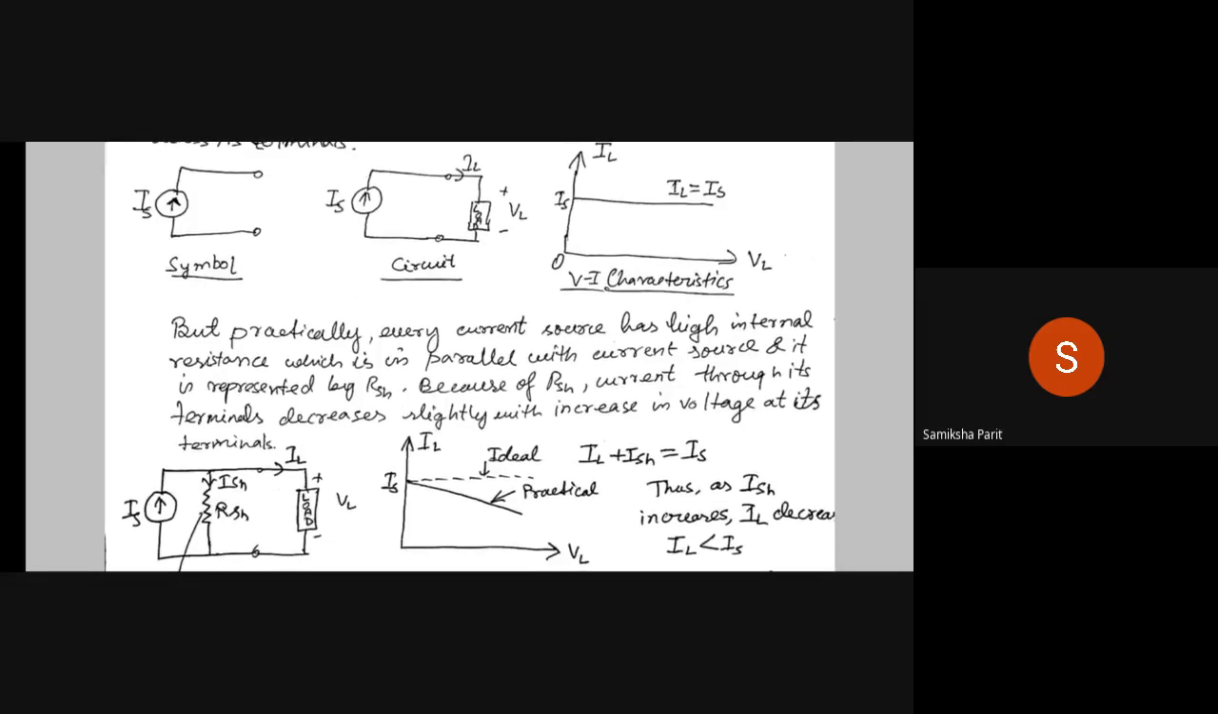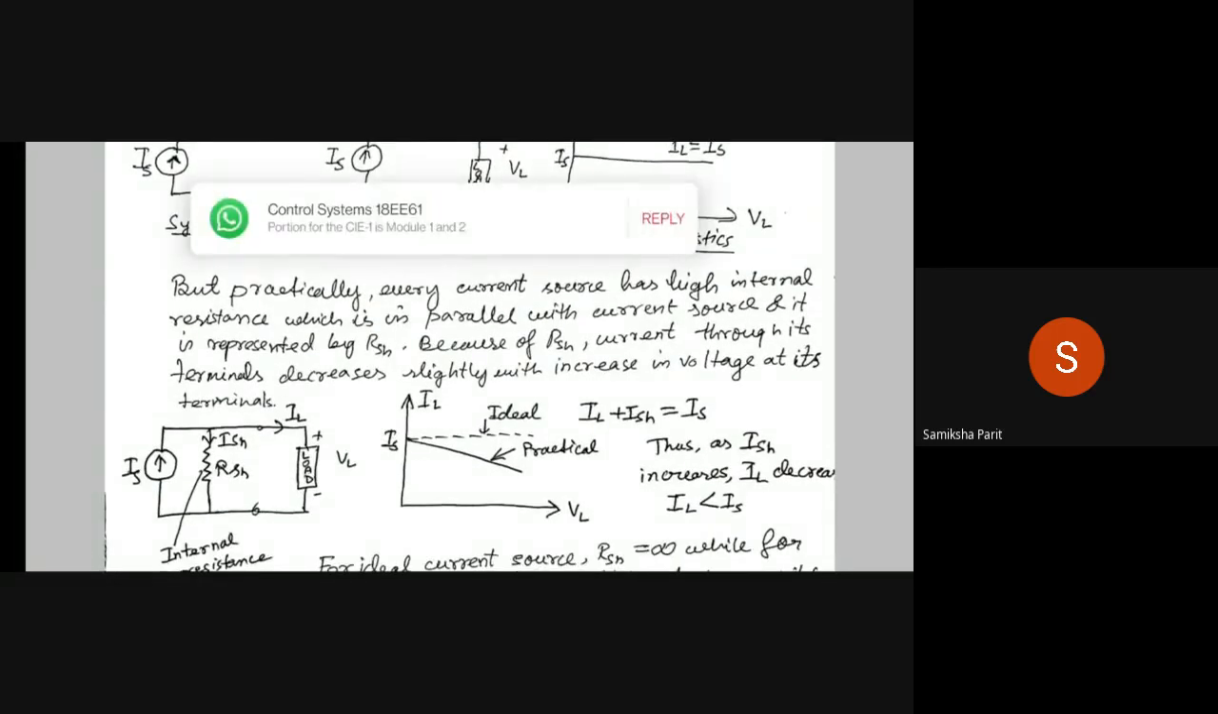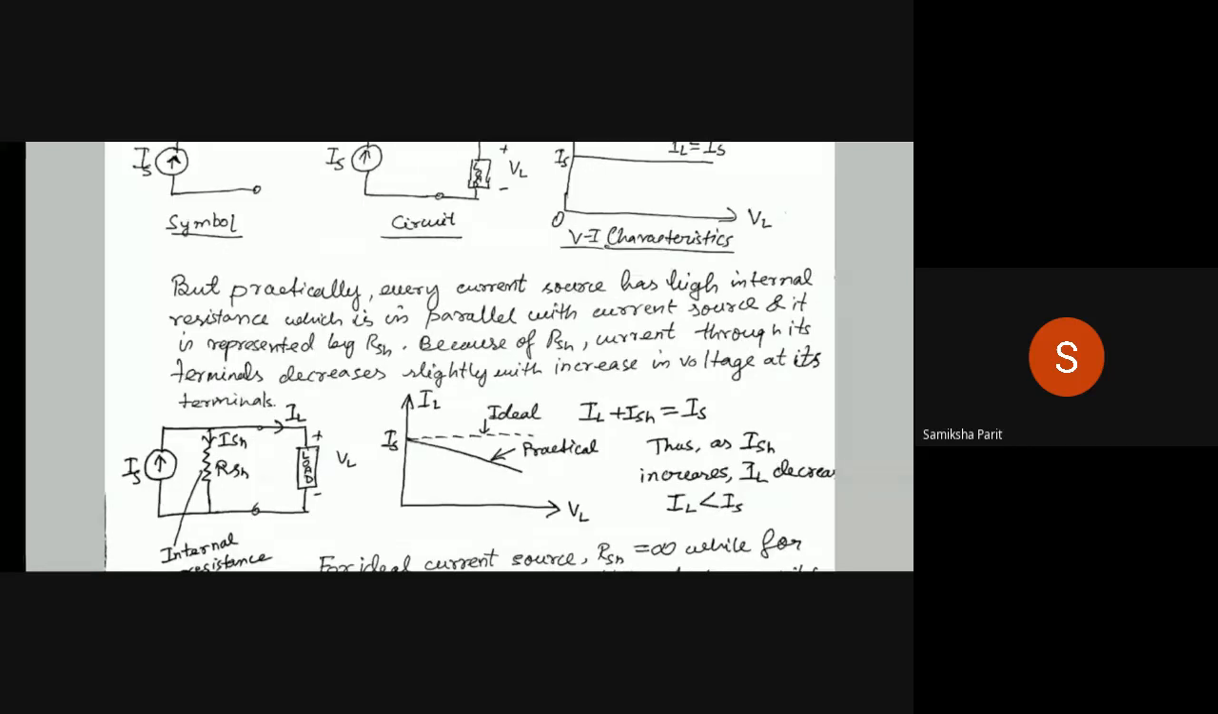But practically every current source has a high internal resistance which is in parallel with the current source, and it is represented by RSH. Just see, in parallel it is represented. So that parallel representation of a certain resistance is represented as RSH. Because of that parallel branch RSH, current through its terminals decreases slightly with increase in voltage at its terminals. Just see the graph here.